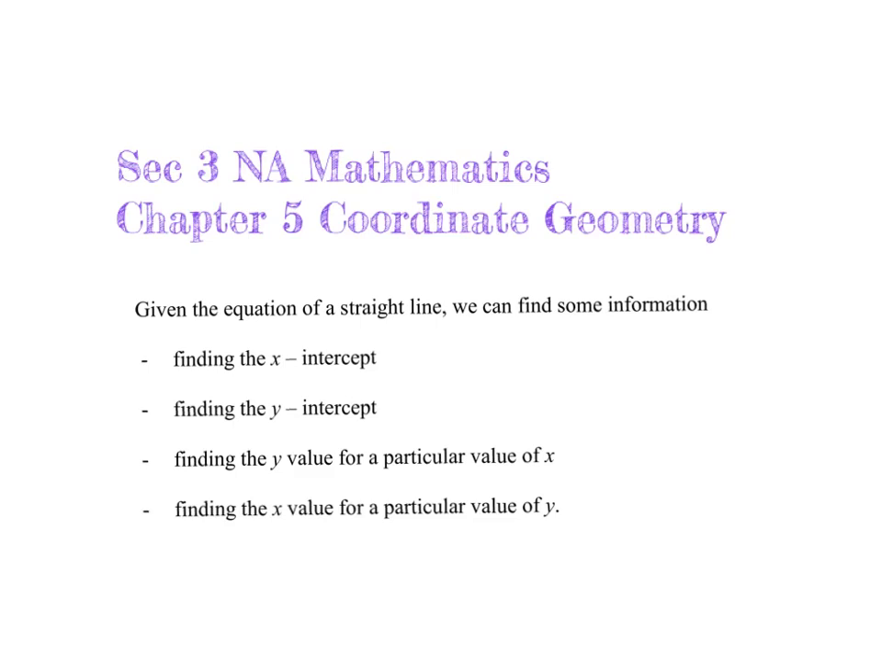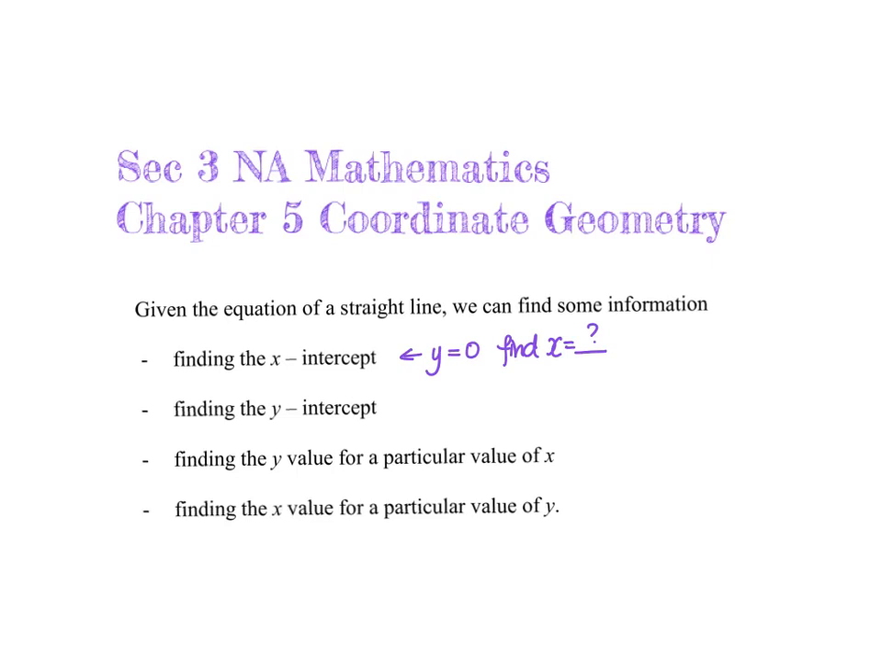Given an equation of a straight line, we can find some of the following information. Number one, we can find the x-intercept. The x-intercept means the number where the line cuts the x-axis. When it cuts the x-axis, what is the value for y? y is equal to 0, and we find the value for x equal to what number?